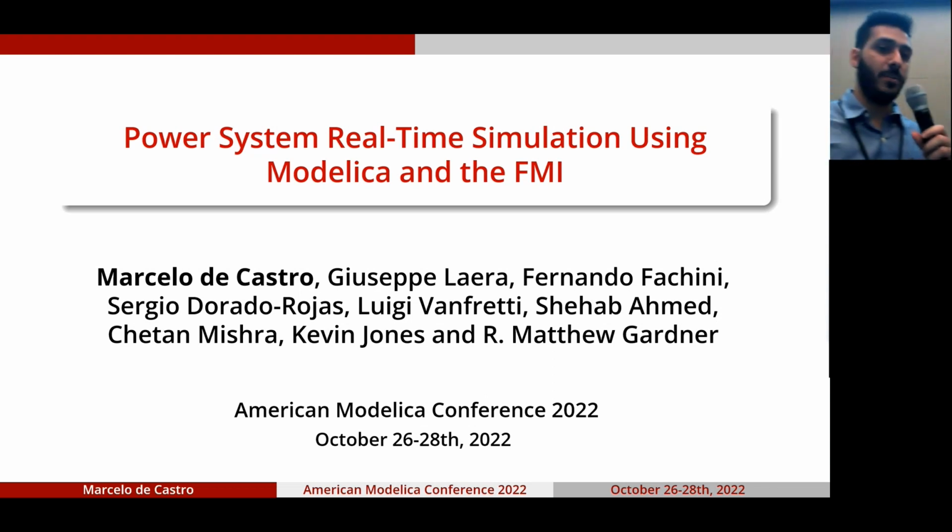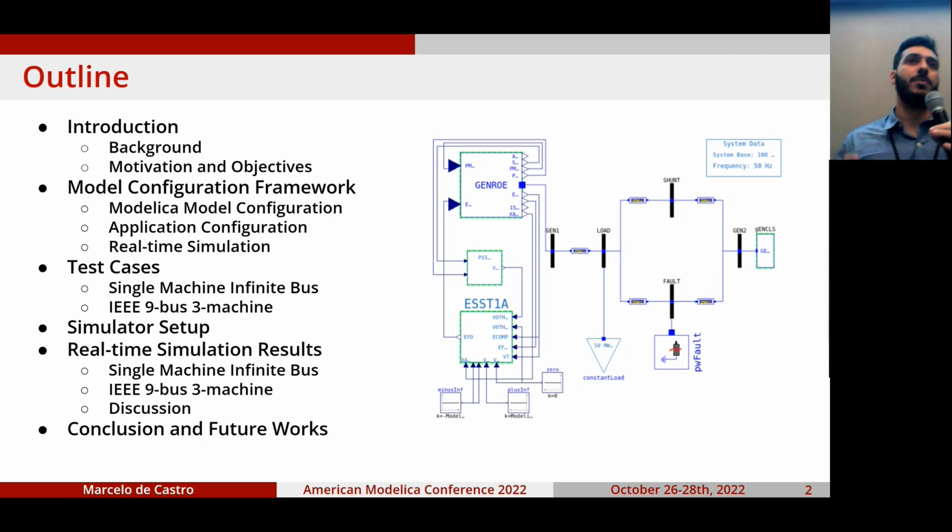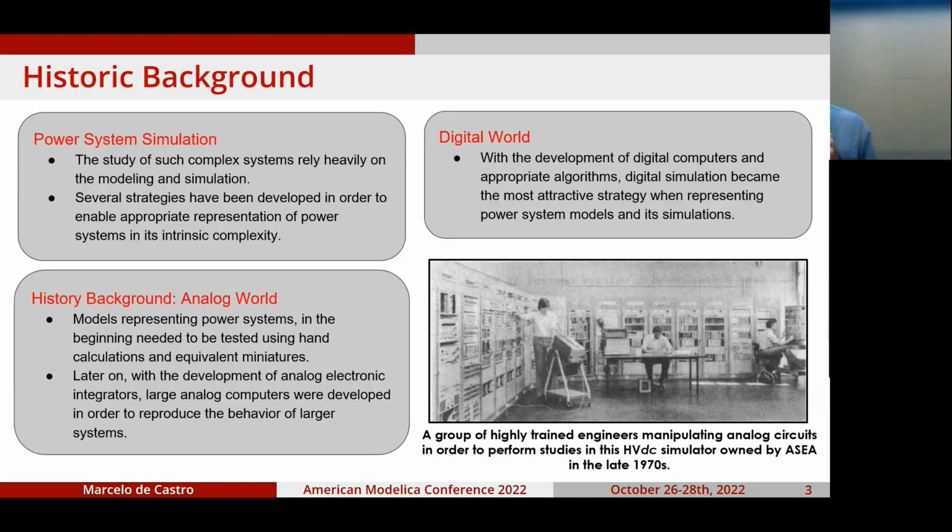This work was actually done together with Giuseppe Laera, Fernando, Sergio Dorado, Luigi, Shihab, Chetan, Kevin Jones, and Matthew Gardner. And this presentation will be split into 6 sections. So we're going to talk a little bit about the background of using real-time simulation in power systems and what is the bottleneck that we want to address here. We want to talk about the model configuration and the framework that we propose. We're going to use and describe some test cases. We're going to present the simulation results and also the simulation setup. And we're going to draw some conclusions and future work.